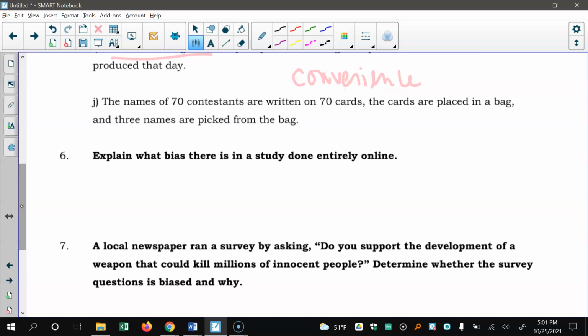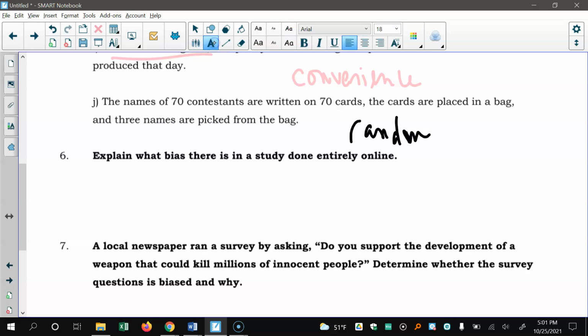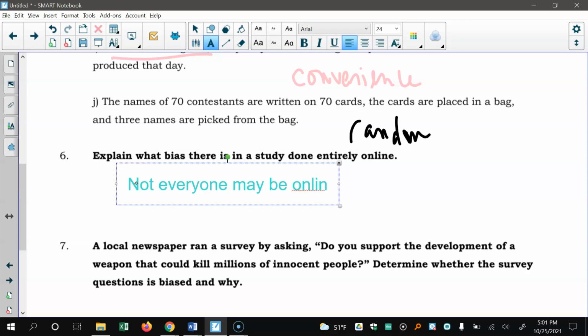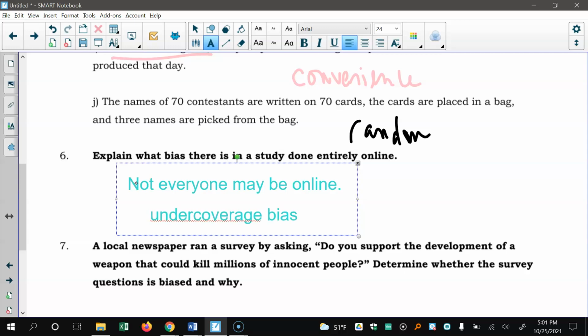The names of 70 contestants are written on 70 cards. The cards are placed in a bag, and 3 names are picked from the bag. That is a classic random. Okay, explain what bias there is in a study done entirely online. Oh, okay. For this one, the bias that there is, well, number one, not everyone may be online. So if that's the case, we have undercoverage bias. The reason it's undercoverage bias is because not everybody may be online.